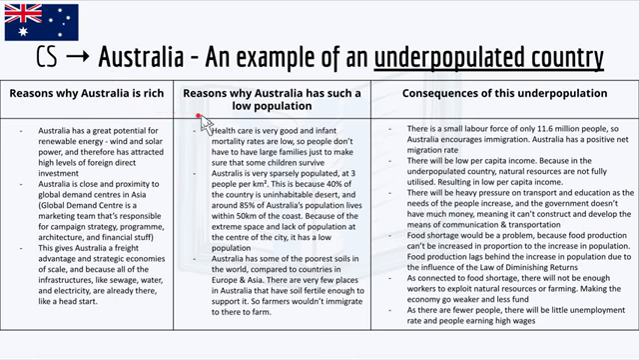So we have 3 different headings. Number 1 is reasons why Australia is rich. Number 2 is reasons why Australia has such a low population. And number 3 is the consequences of this underpopulation. I won't read everything, but I will just pick up some key facts.